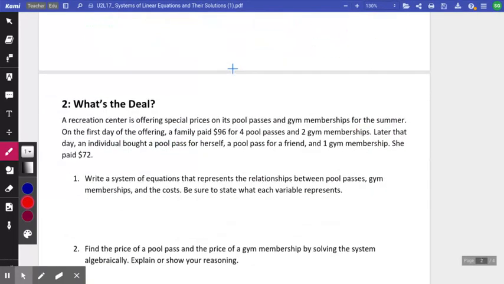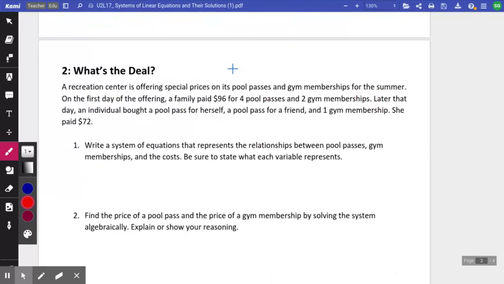We're going to come down to the next part of our lesson here to give us another example of a system of linear equations, and we'll talk about what the solution is. For this next one here, the activity is called What's the Deal? And it tells us a recreation center is offering special prices on its pool passes and gym memberships for the summer. On the first day of the offering, a family paid $96 for 4 pool passes and 2 gym memberships.